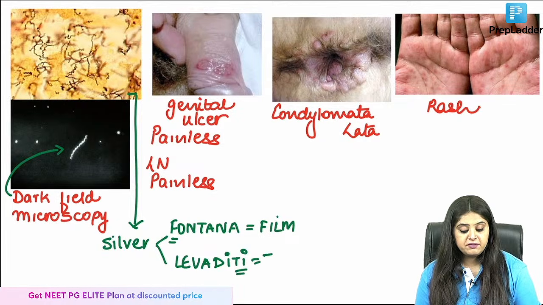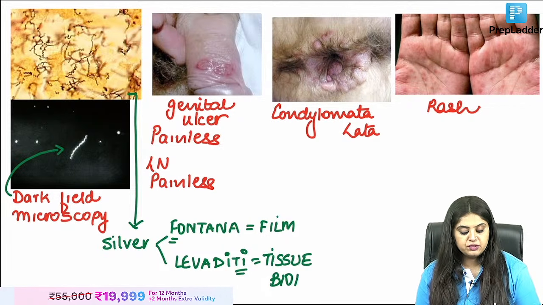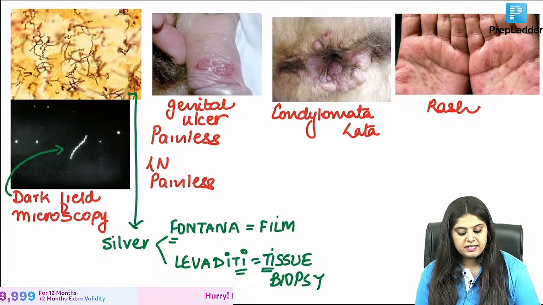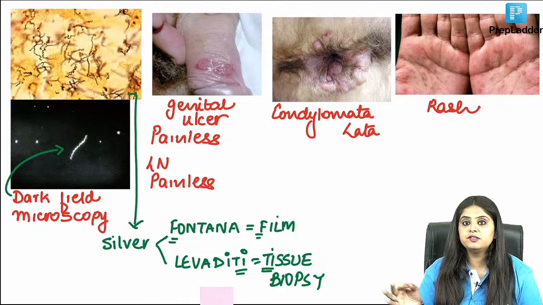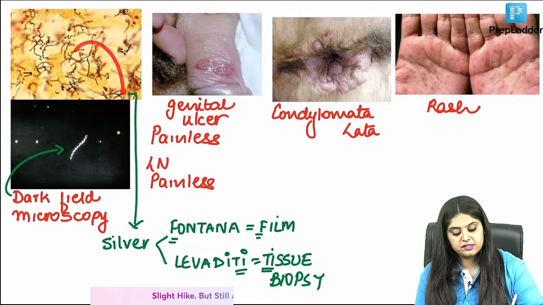If they say we have taken a tissue biopsy, which silver stain can you do? Levaditi stain. So if a film has been taken, then Fontana stain. If tissue has been taken, then Levaditi stain, and silver stain is done.